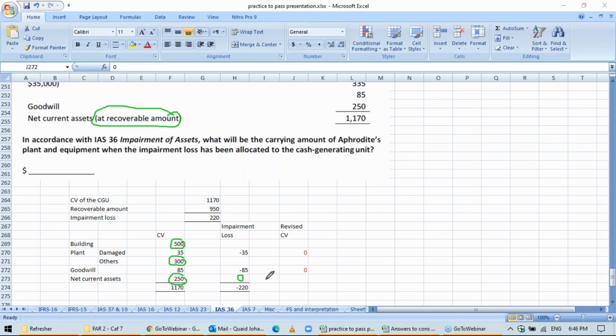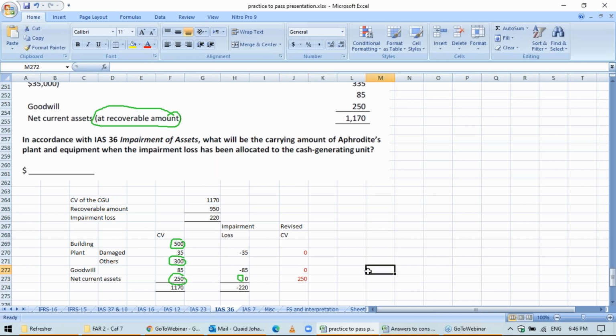So always check that before you allocate a loss to an individual asset, the carrying value will not be reduced if the recoverable amount is higher, right? So the recoverable amount is 250. So I cannot allocate any loss to this asset. I will not allocate any loss to this asset. So what happens? Take it as 0. No loss is to be allocated to this, and this remains at 250. So this is also done now.